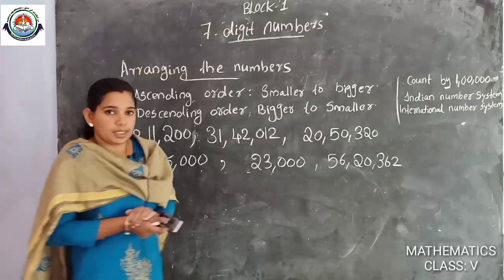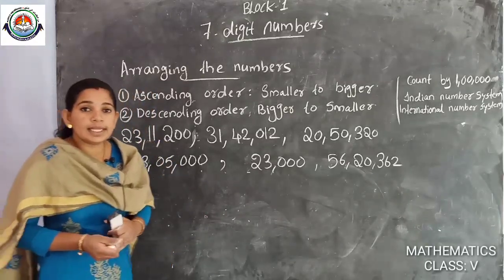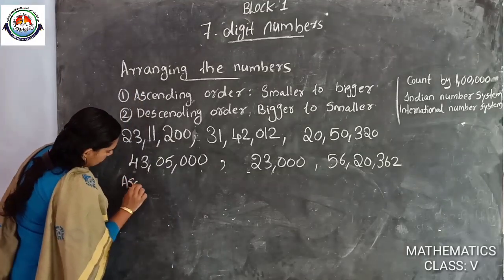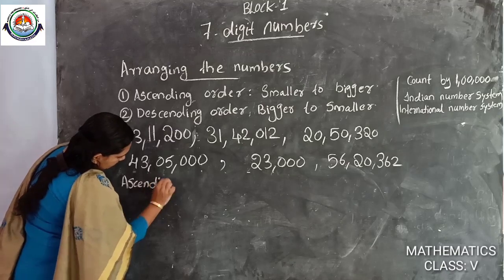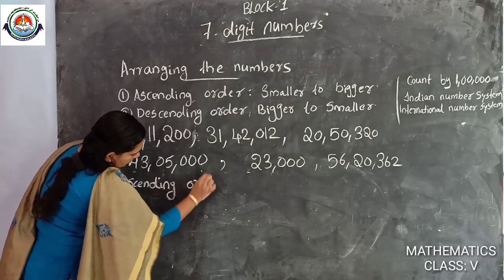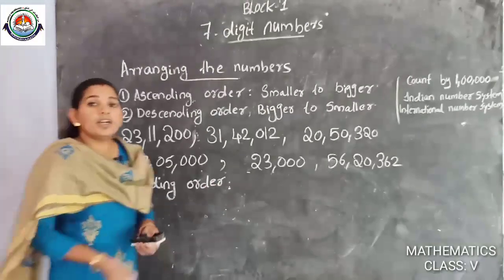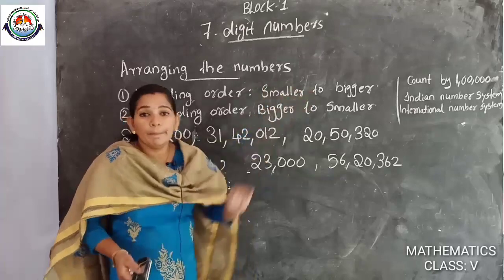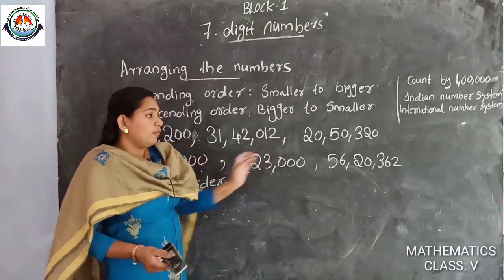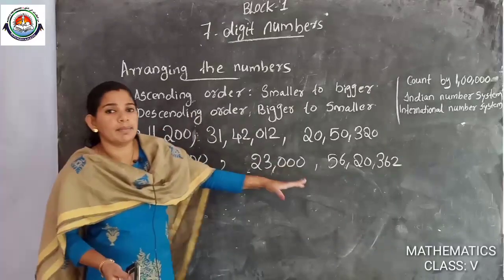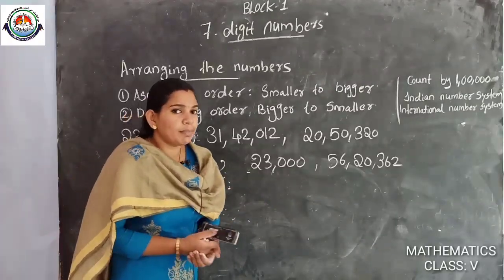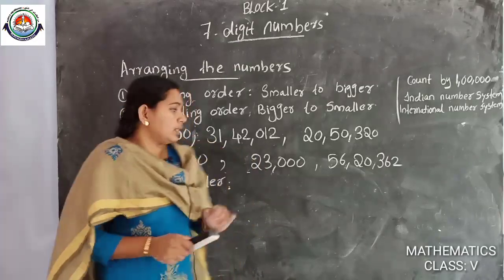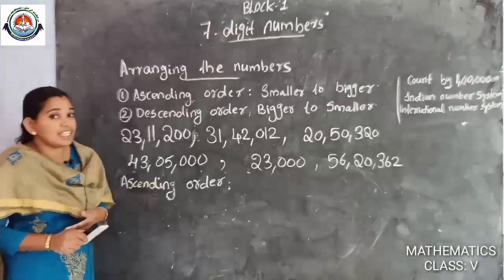Then we will check how to arrange the numbers. Here first we discuss how to arrange in ascending order. Ascending order means the numbers are arranged from smaller to bigger. We want to find which is the smallest number here. How do we find the smallest number? The number with the fewest digits is the smallest. So we will check how many digits are in each number.